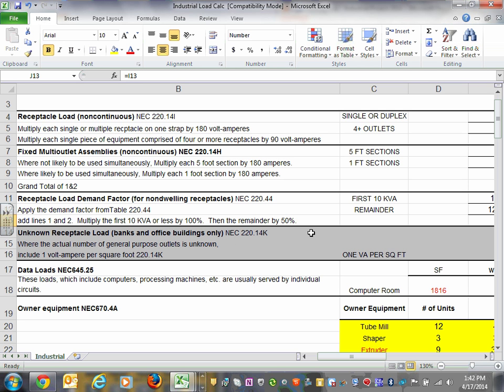We have a situation where you guys have an unknown receptacle sometimes. If it's an office, here's how I handle the unknown receptacle personally. I allocate the 1 volt amp per square foot based on the office building, just because I have no idea.